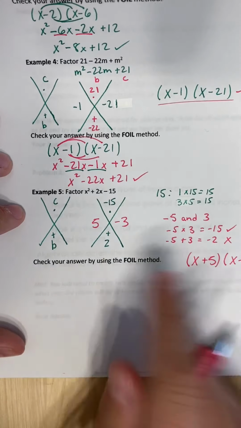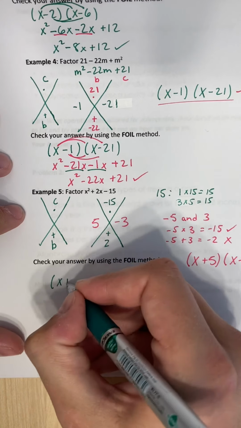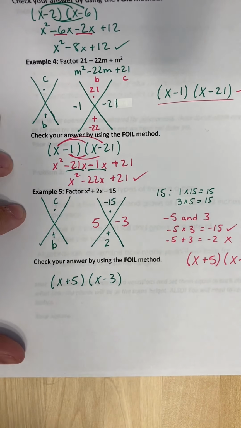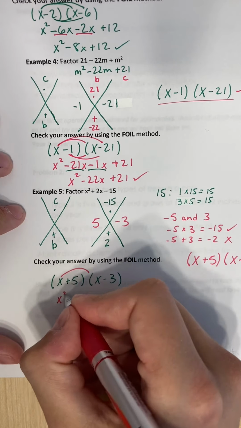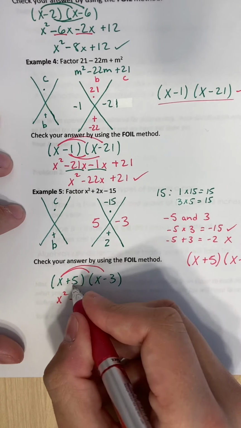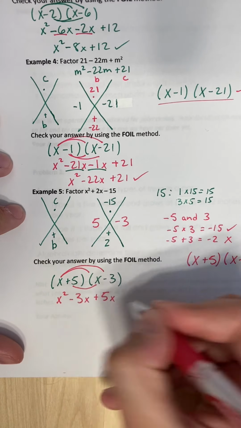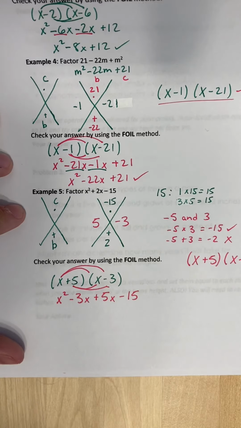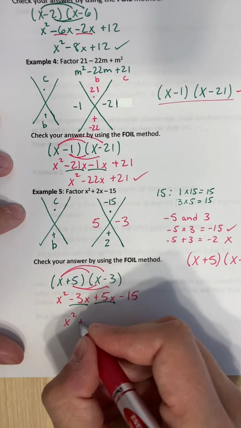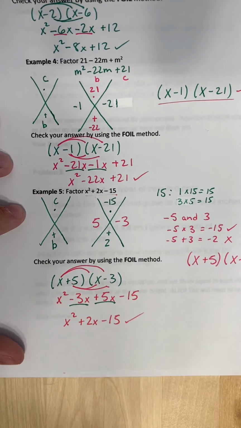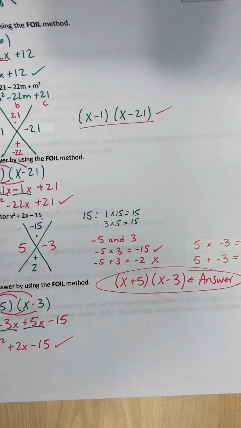Now let's check that by FOILing. So x plus 5, x minus 3. Let's do first, we'll have x squared. Outside would be minus 3x. Inside would be a positive 5x. And the last one would be a negative 15. I can combine these two to get x squared plus 2x minus 15. Is that what we had at the beginning? Sure was. So we know that that is correct.